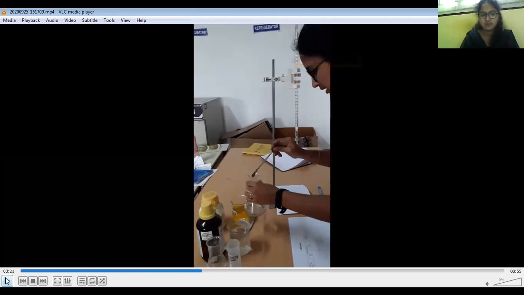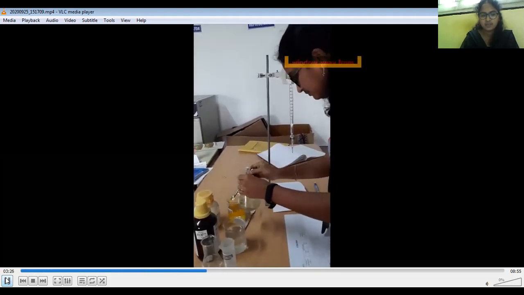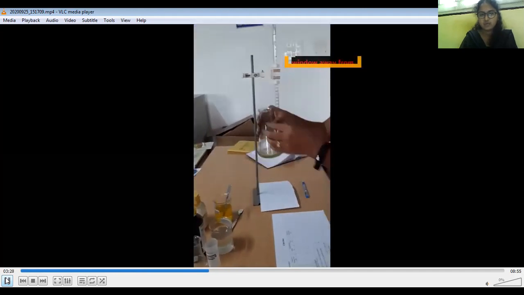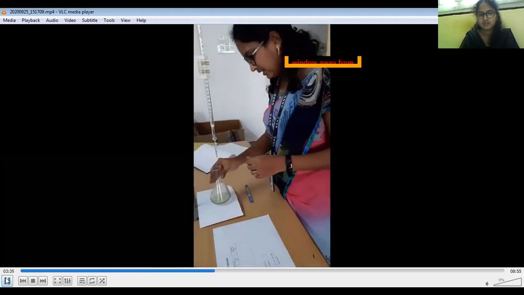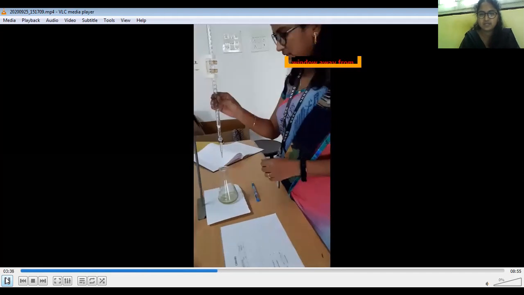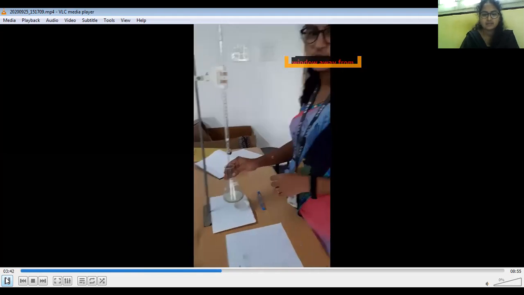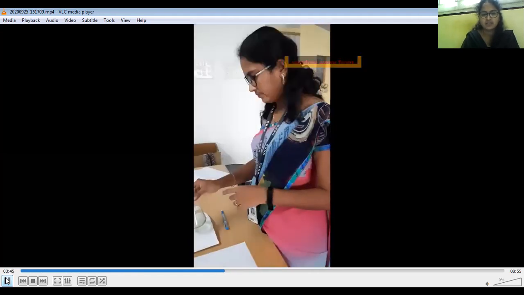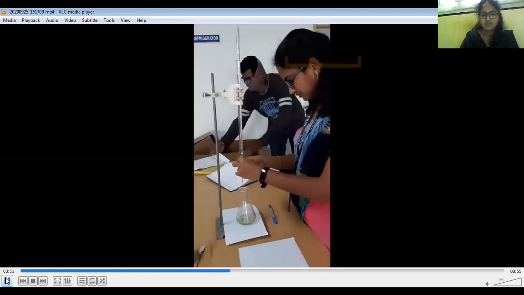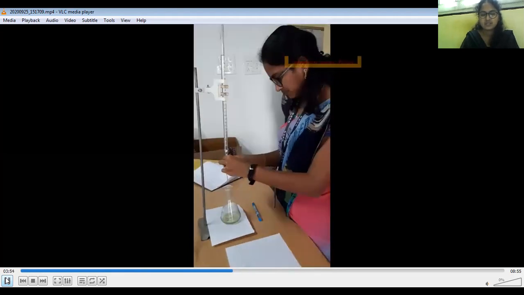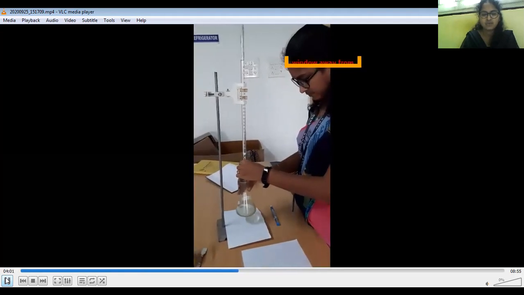Now pour 2 to 4 drops of potassium chromate into the flask carefully. Now the color changes to pale yellow. Now you can titrate it with the silver nitrate solution. The silver nitrate comes in drop by drop into the flask.